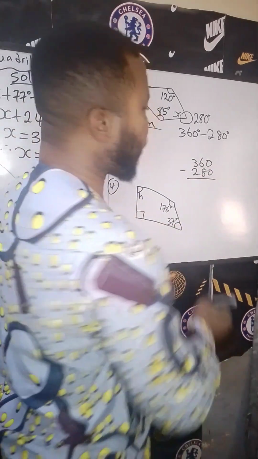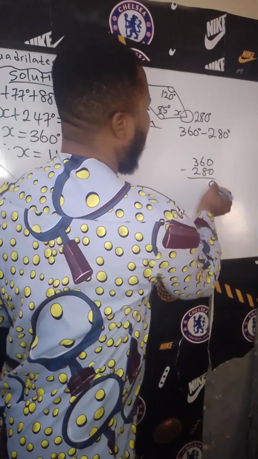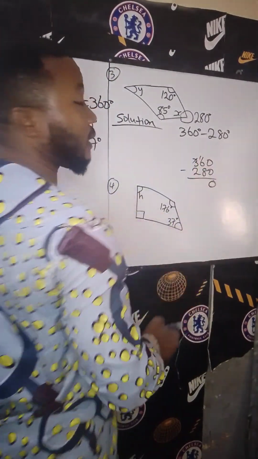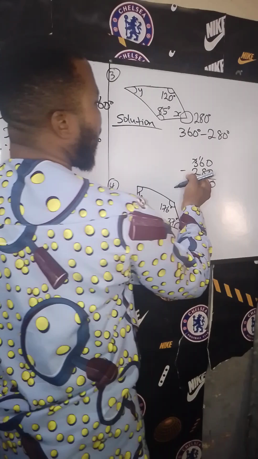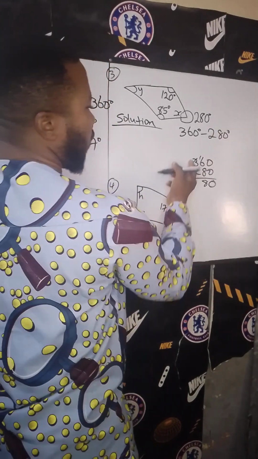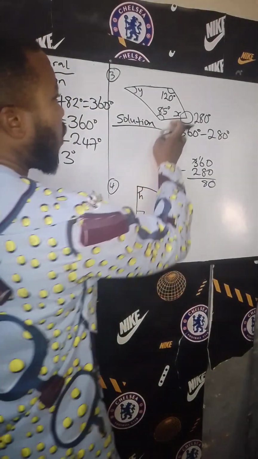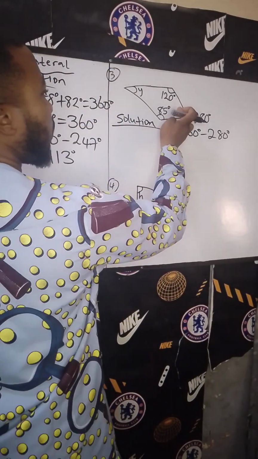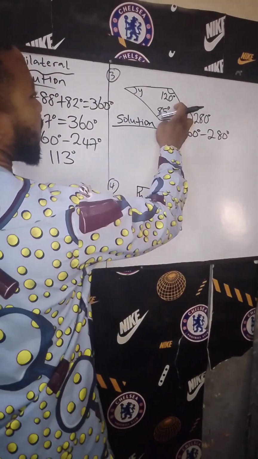0 minus 0 is 0. 6 minus 8, no, it's not possible. We take 1 from here. We put it here. We now have 16. And 16 minus 8 is giving us 8. Of course, 2 minus 2 is 0. So the value of x here is 80. So that means this place is going to be 80 degrees. That is for this x.